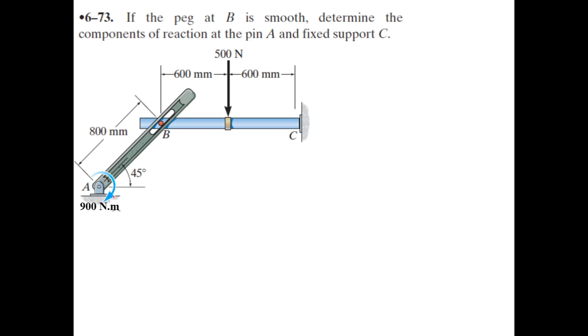You can see that this member AB has a tendency of rotation because a 900 Newton meter moment is applied at point A. But this peg, they are calling it a peg, is restricting this member AB from rotation, and this member BC is already fixed because this is a fixed support. It cannot translate, cannot rotate. So this means that member BC is not moving at all, and because of this peg, member AB is also not able to move.